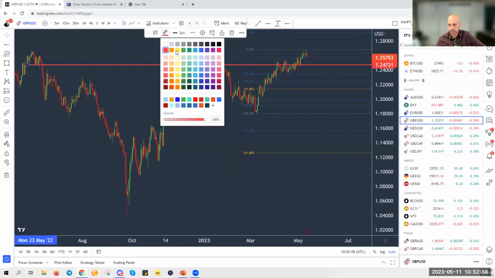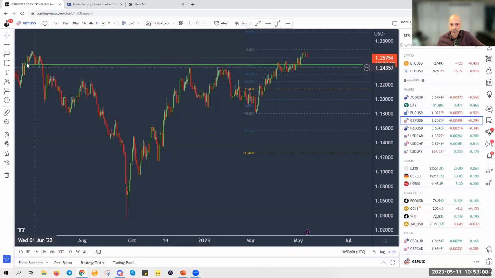So here you can see not only did this level act as support back in May of 2022, it acted as resistance in mid-December, and again as resistance from 18 January all the way till early February. So it has acted as a support in the past, resistance, and then resistance again before finally breaking out. And now this is a key support level that lines up with the 23.6% Fibonacci retracement as well.